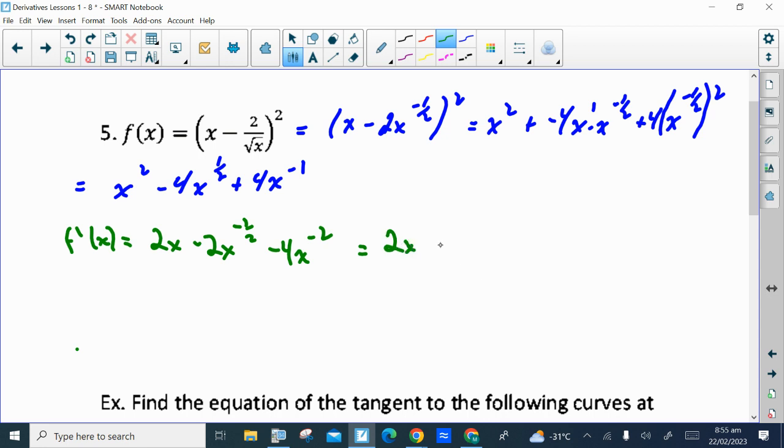And again, what they might do, x to the -1/2, you can move that to the bottom. It becomes x to the +1/2 or root x. And 4x to the -2 would be 4 over x squared. And you could get a common denominator, which would be x squared for all three of those terms and combine them into one expression if you wanted to.